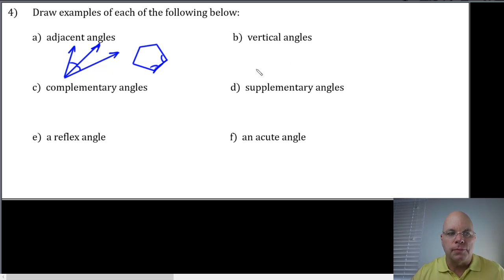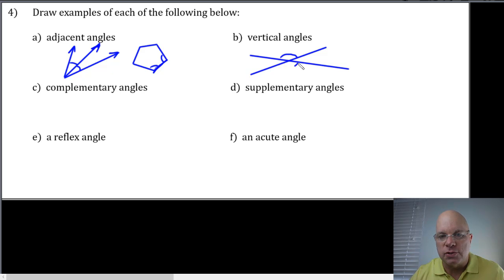Vertical angles are formed by intersecting lines. So if you just draw some intersecting lines, you can mark a pair of vertical angles. I'll choose these two. Vertical angles are opposite each other and they're congruent. There's another pair of vertical angles. Anytime you have intersecting lines, you have two pairs of vertical angles. This is the other pair.